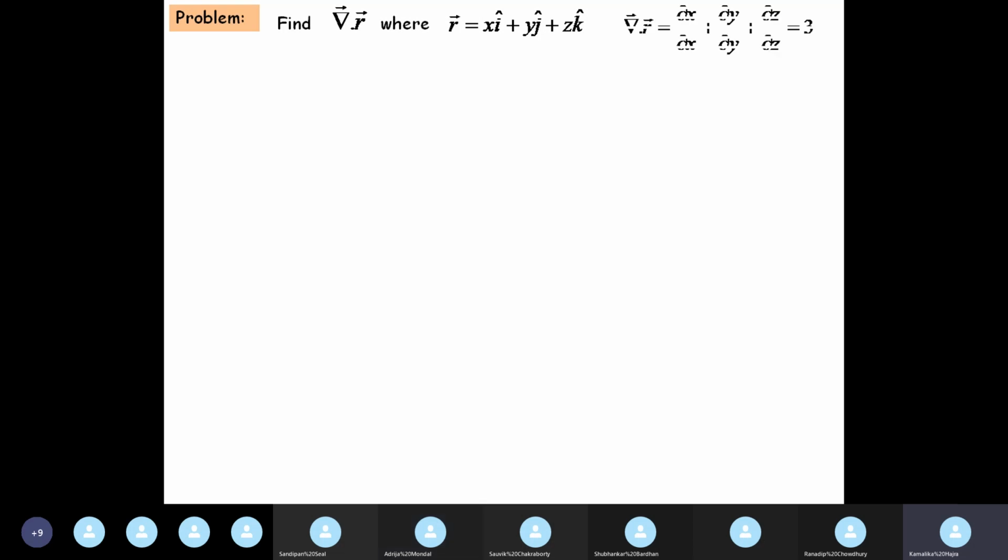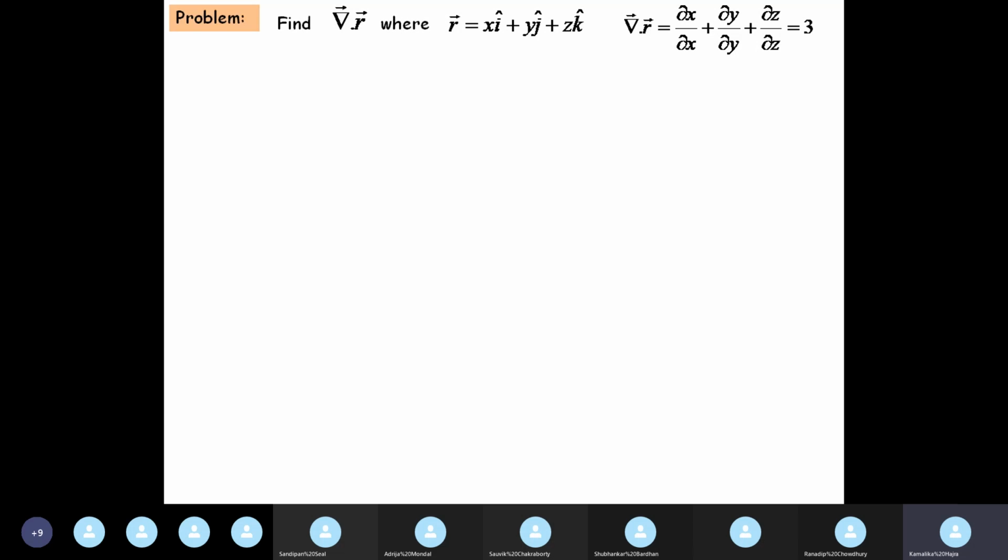Now we'll do some mathematics. The first problem is extremely simple. Find the divergence of the position vector r. Can you tell me the answer? 3, yes. Del x del x plus del y del y plus del z del z, 1 plus 1 plus 1 equals 3.